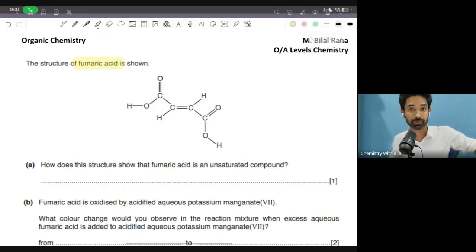Just stay focused, read the entire statement and just focus on the word of your use. How does the structure show that the fumaric acid is unsaturated compound? What compounds are called unsaturated compound? Compounds that have a double bond between carbon-carbon atoms.